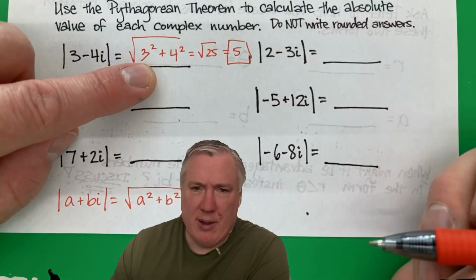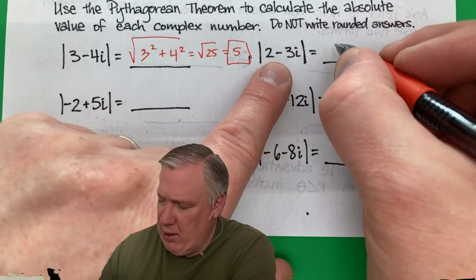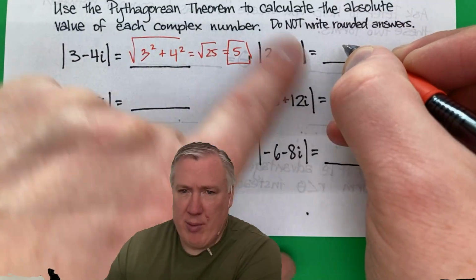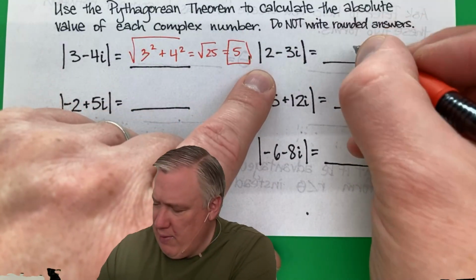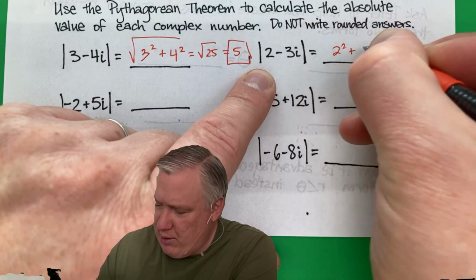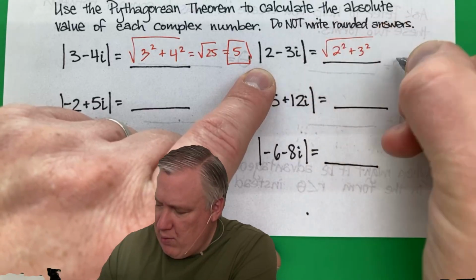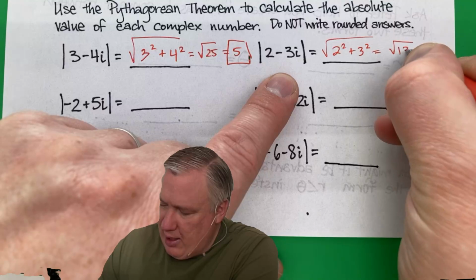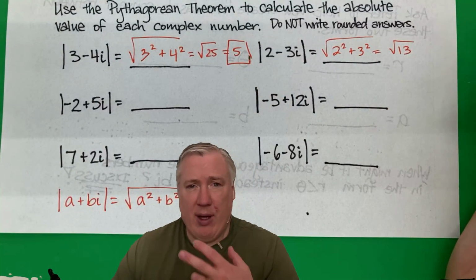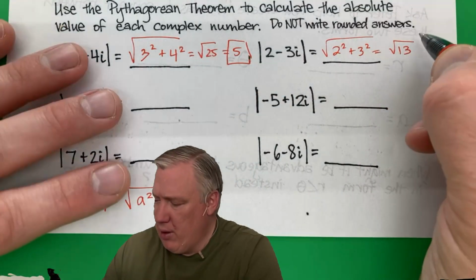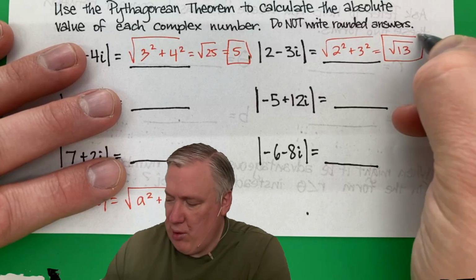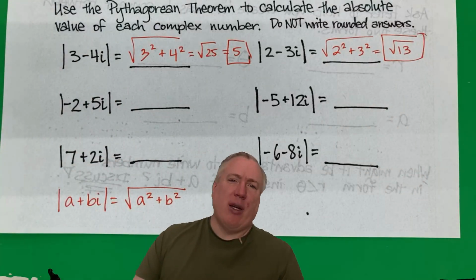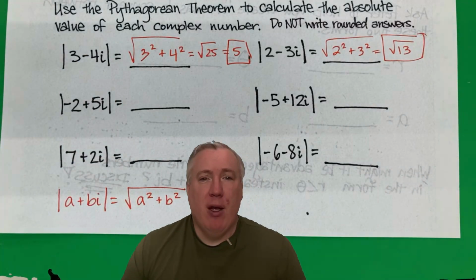There is my answer. Okay, on this one here, the 2 numbers are 2 and 3. I'm going to ignore any negatives or i's or anything. And that's 2 squared plus 3 squared, which is 4 plus 9, which is the square root of 13. And since the square root of 13 does not come out evenly to a whole number, I'm done. I don't want you to write a decimal approximation. Okay? All right, that's it.